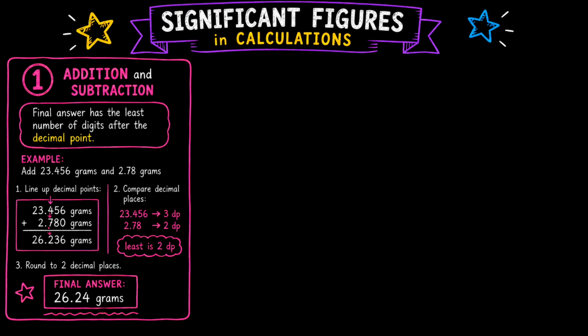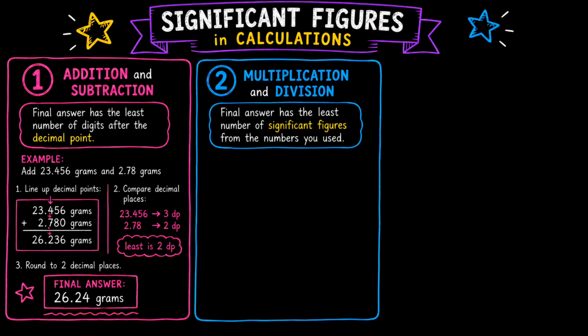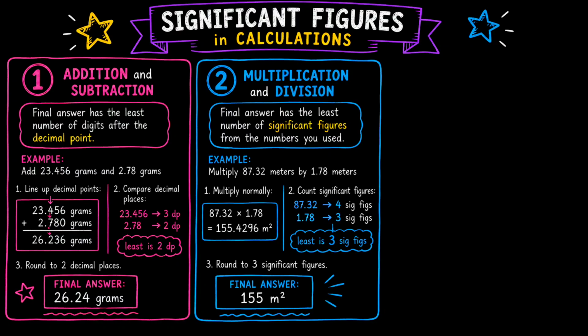Compare decimal places. 23.456 grams has 3 decimal places. 2.78 grams has 2, which is the smaller number. Round your final answer to 2 decimal places. Final answer, 26.24 grams. 2. Multiplication and division. Your final answer must have the least number of significant figures from the numbers you used. Example, multiply 87.32 meters by 1.78 meters.